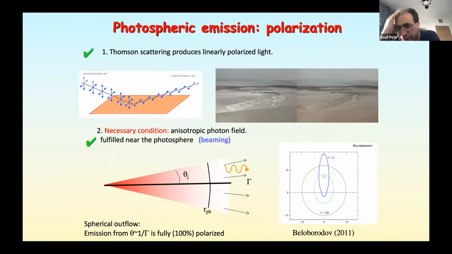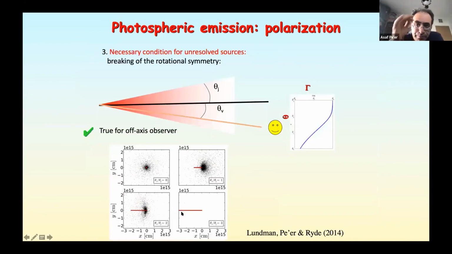Another very interesting feature of the same idea is polarization, right? Obviously, we know that scattering produces linearly polarized light, but in order to see the polarization, we need to somehow break the isotropy. So a necessary condition is that the photon field be anisotropic, which is exactly what we see near the photosphere. So we can, in principle, see emission at an angle of 1 over gamma, which should be 100% polarized.